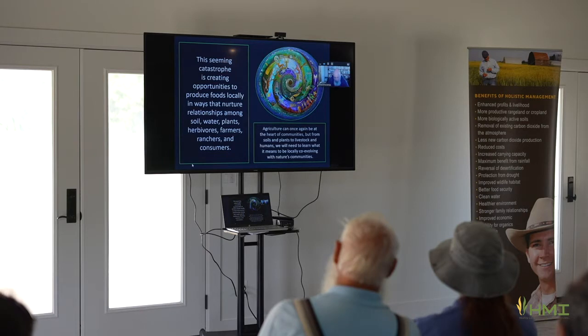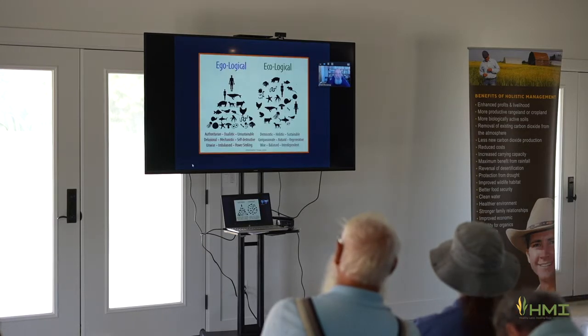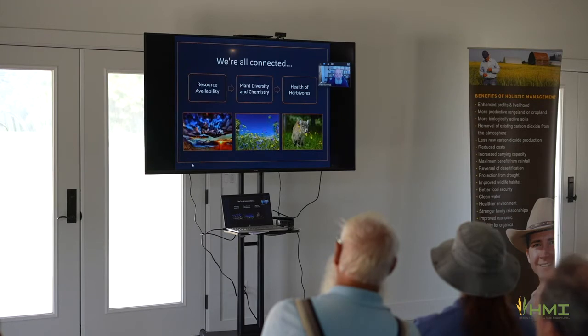From our standpoint, what would seem like a catastrophe really will create opportunities for us to grow and produce foods. I think in nature's model, thinking about how do natural systems work, how can we work with them, and how can we create local communities that are at the heart of these? Much like when I was growing up 70 years ago, things were much more local. And in that sense, we move away from egological to much more ecological approaches.